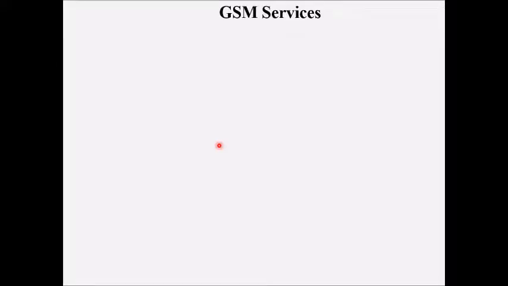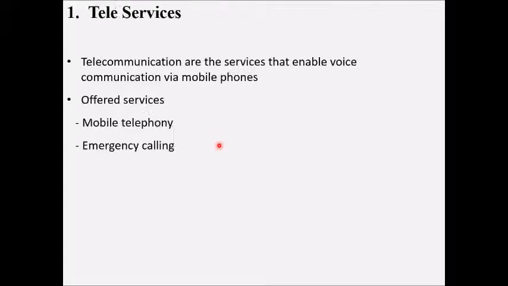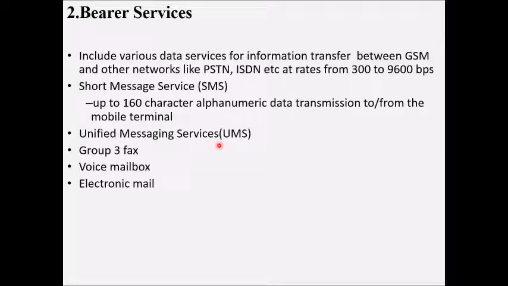Now we will see what the GSM services are. Basically there are three types of GSM services. The first one is teleservices, the second one is bearer or data services, and the third one is supplementary services. Now we'll see them one by one. The first one is teleservices. As the name itself suggests, teleservices are the services that enable voice communication via mobile phones. It means when we call someone, our voice is transmitted, meaning the signals are transmitted and we can hear the voice of the other person. So this is the telecommunication process.